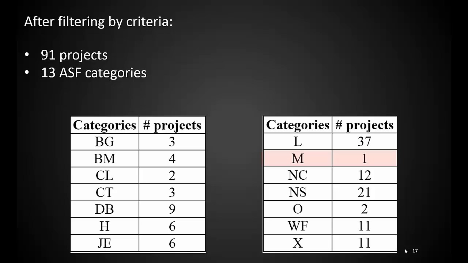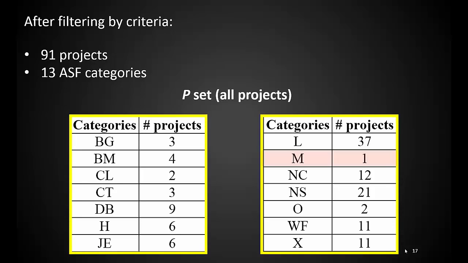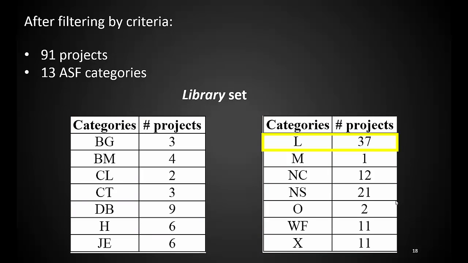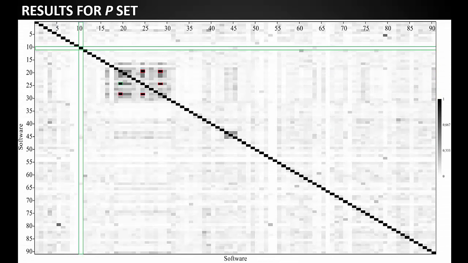On the other hand, for answering the research questions, we used three groups for applying Jaccard and cosine similarity metrics. The first one is set P with all 91 projects. The other two sets are those with the greatest quantity of projects. We call them set L and set NS. So here we can observe the 91 by 91 similarity matrix.